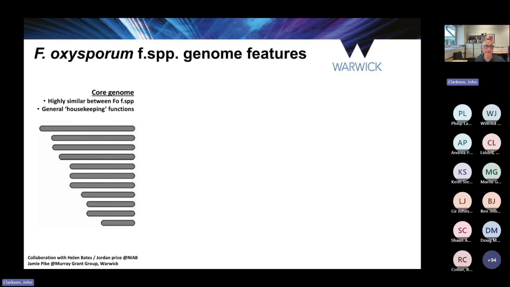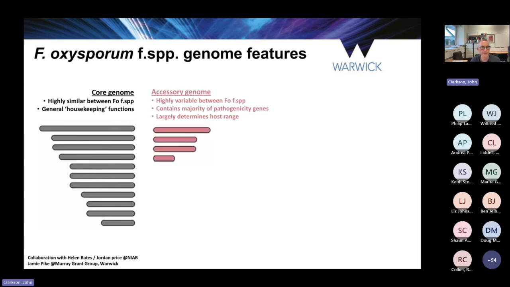into two parts. Firstly, we have the core genome, and this is a very rough cartoon to demonstrate this. The core genome is highly similar between different forma speciales within Fusarium oxysporum, and it contains genes that do the general housekeeping functions, including those housekeeping genes or barcoding genes I mentioned previously. And it is really highly conserved. So there's really not much room there for identifying diagnostics based on that part of the genome.